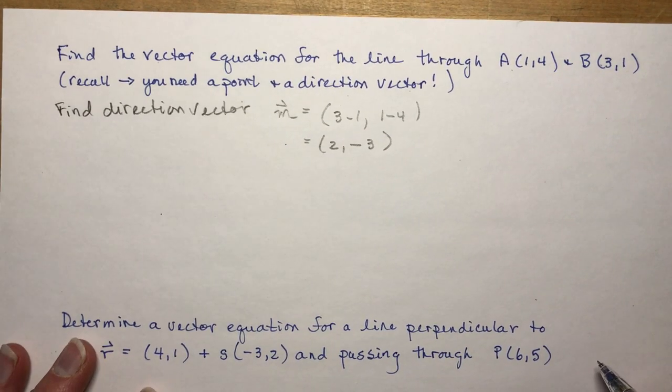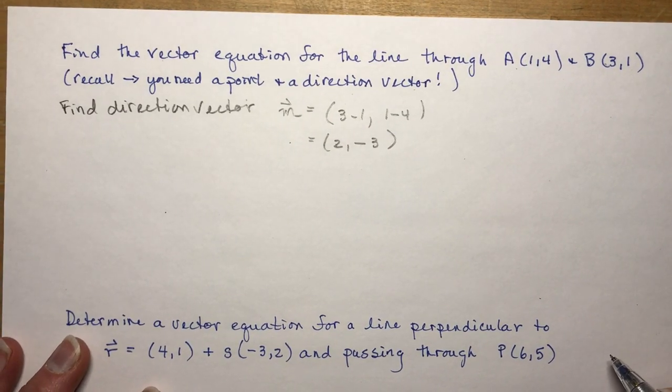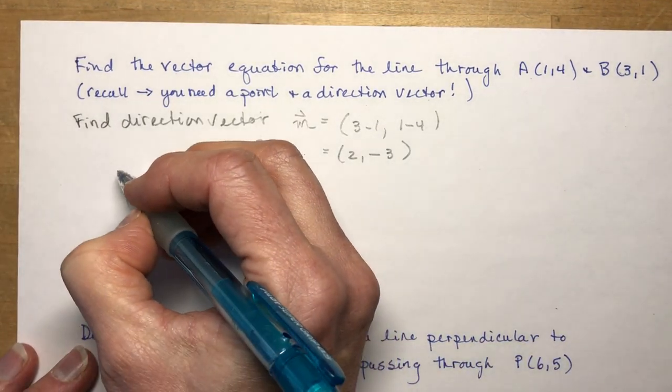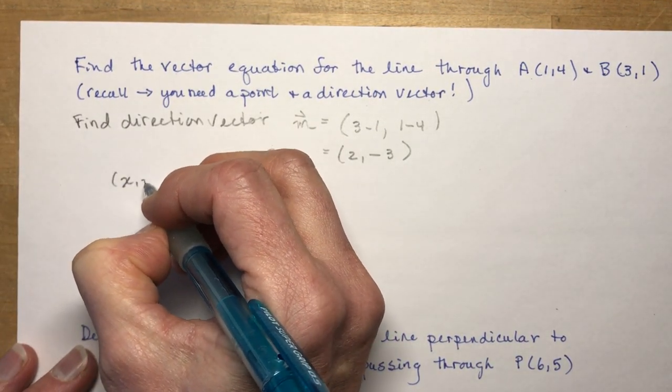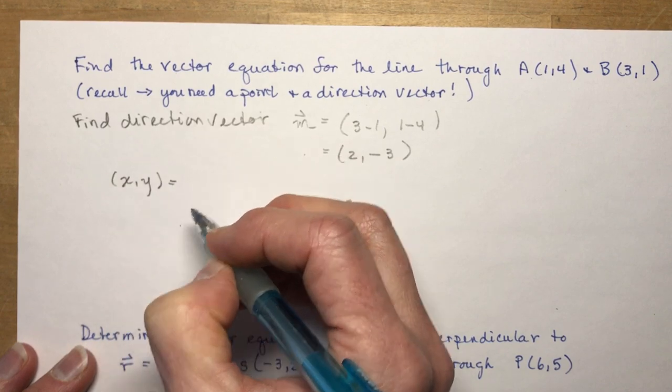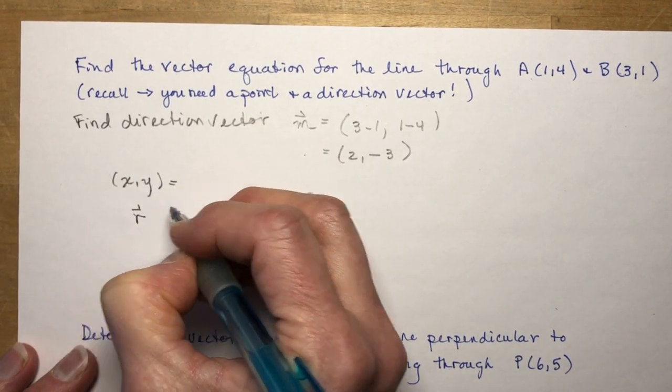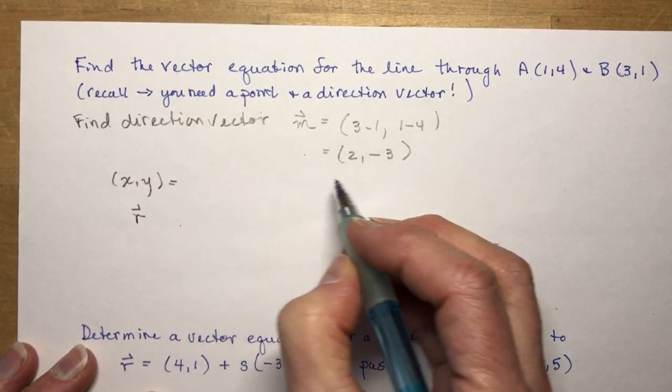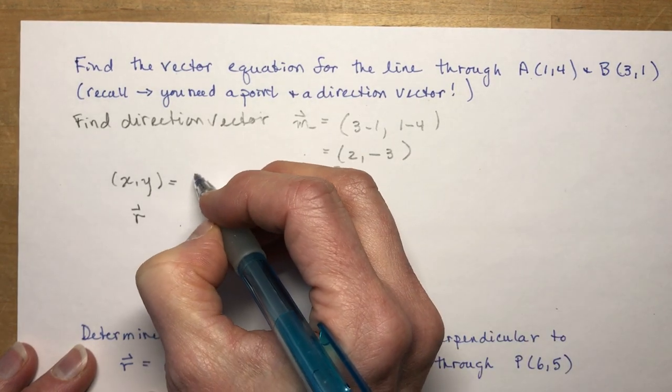Okay, so now to find the actual vector itself, the line, the equation of the line. So I'd say xy, or you might put r here. We'll put that in the next line. So xy equals a point. Well, we can use whatever one we want.